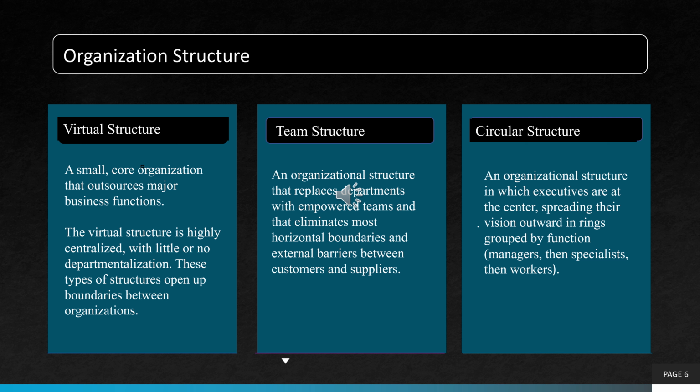Team structure. In team structure, an organization replaces the departments with empowered teams and eliminates most horizontal boundaries and external barriers between the customers and the suppliers. The third one is the circular structure, an organization structure in which executives are at the center, spreading their vision outward in rings grouped by function: managers, specialists, and then the workers.